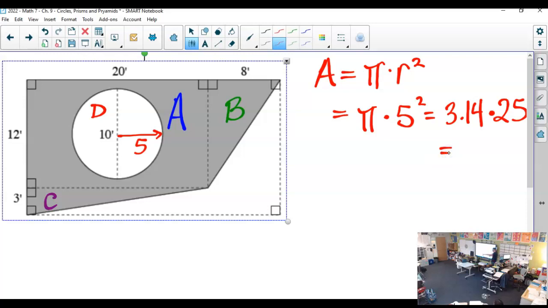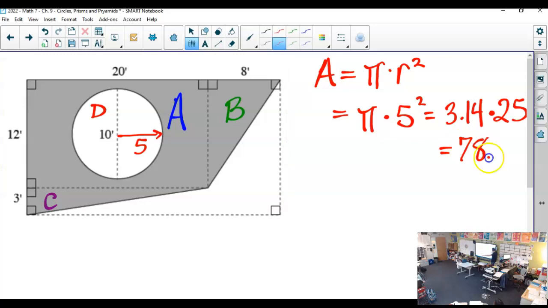Who's got it for me? 78.5. And guys, we use 3.14 so that we all agree with the rounded answer. Unless you're told to use the exact pi, just get in the habit of using 3.14. Any questions about how we found the area of the circle? Pi times radius squared. If we start with diameter, we got to find the radius. So cut the diameter in half. Eve, what's another thing? So we're done with the circle area. What's another thing we could do?